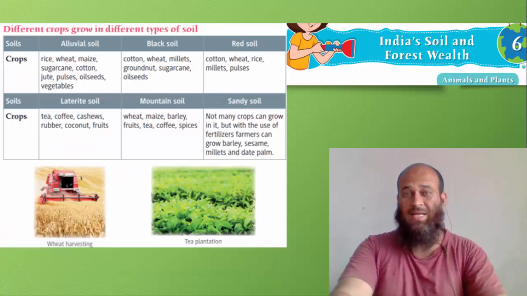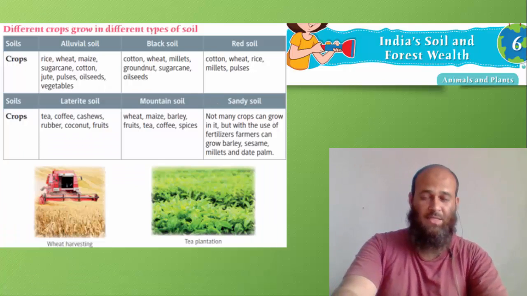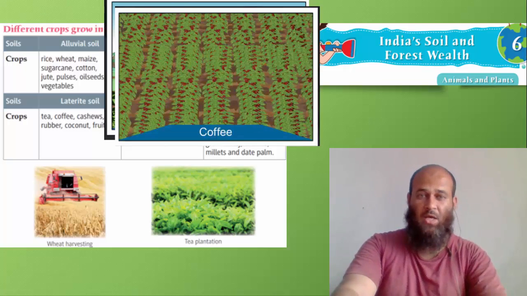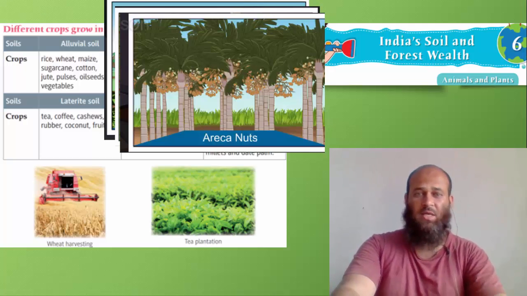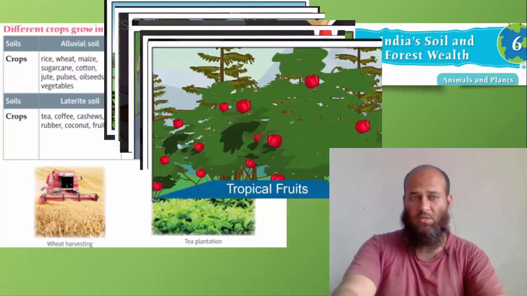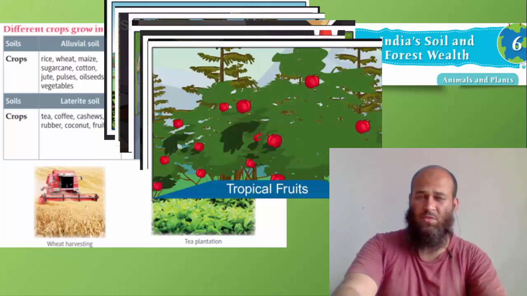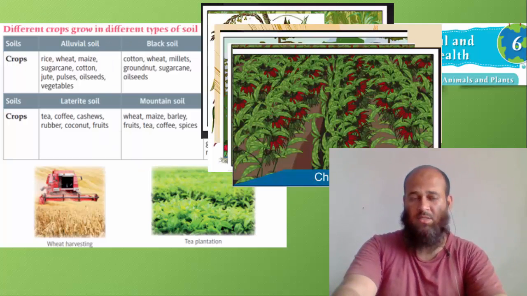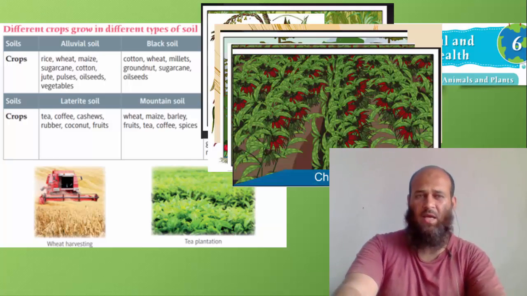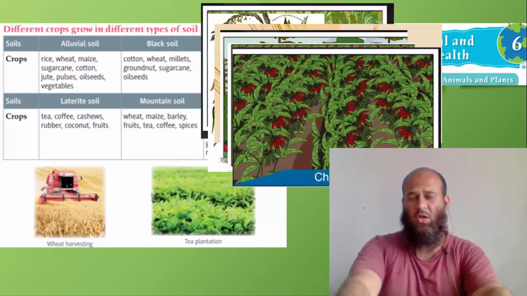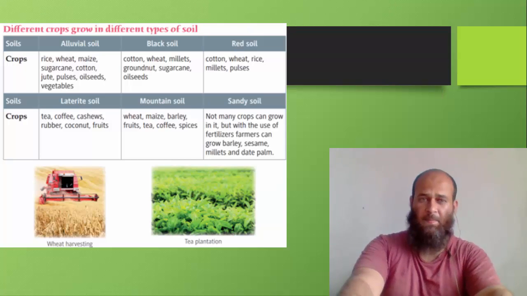Now we have laterite soil. Let's see what crops can grow in laterite soil. Tea, coffee, areca nuts, rubber, cotton, and different types of fruits can grow in laterite soil. Then we have mountain soil. Mountain soil can have wheat, maize, barley, fruits, tea, coffee, and spices.